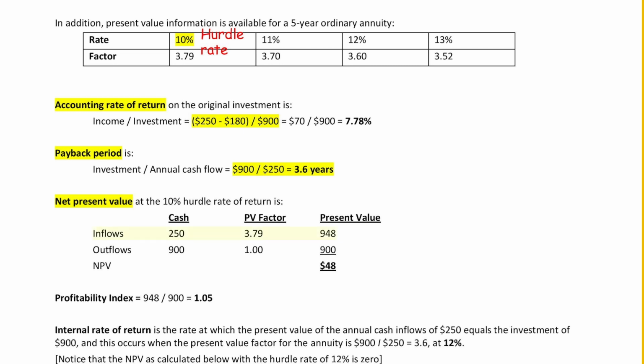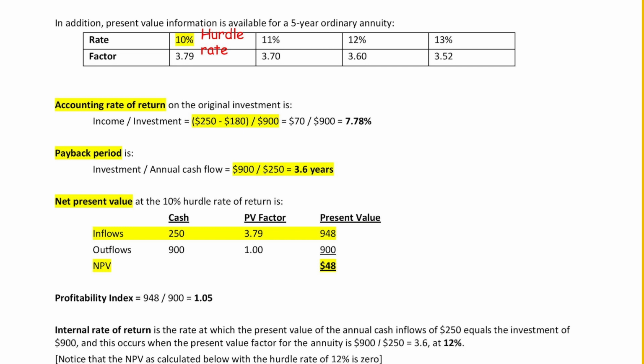Highlight inflows, cash of $250 coming in every year for the next 5 years. The present value factor is 3.79. The present value of cash inflows is $948. Outflows are all happening at day one. So the present value of $900 of outflow is $900. Next, highlight NPV, or the net present value, which is the present value of cash inflows less the present value of cash outflows, which gives us, highlight, $48.